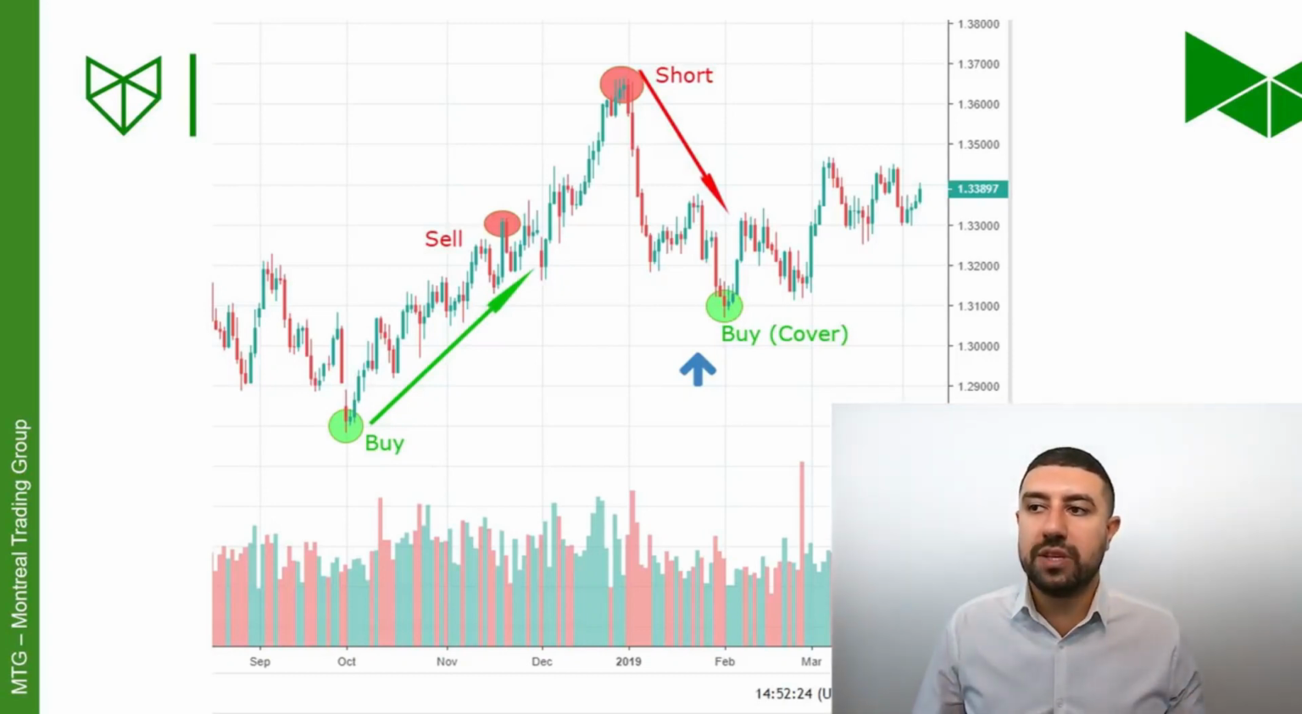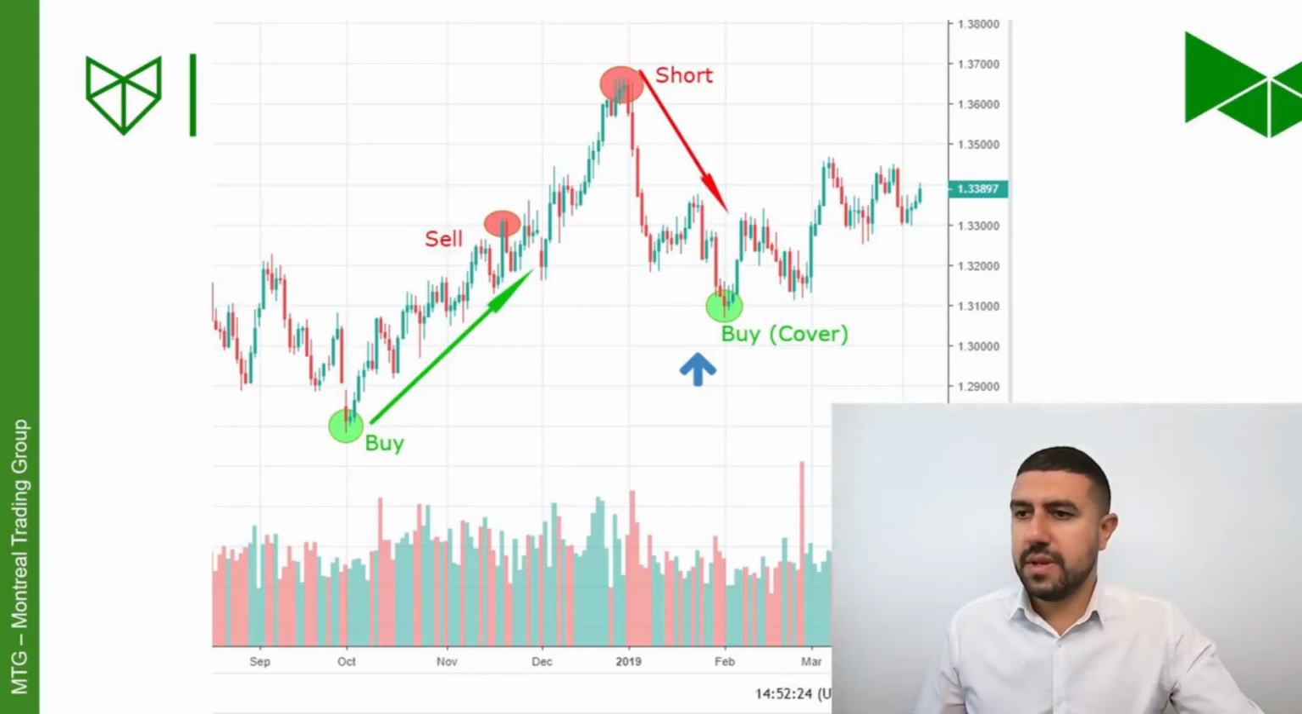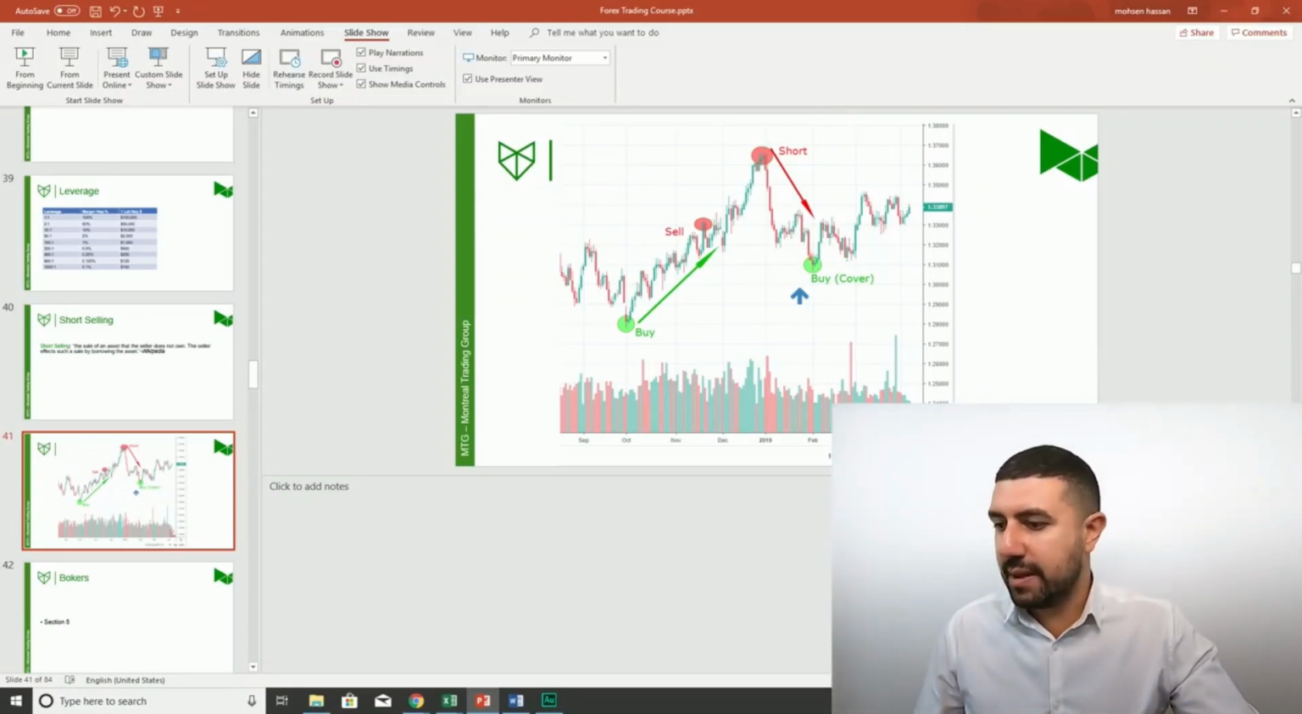For example, if you sold this here at 136, and then it went down to 131, and you buy it again, you give it back to its owner, you just made the difference. You made the 5 cents difference. Let's have a simpler example here.